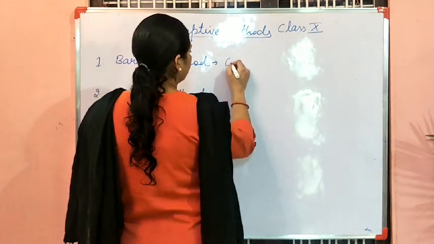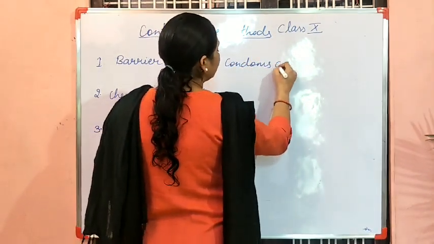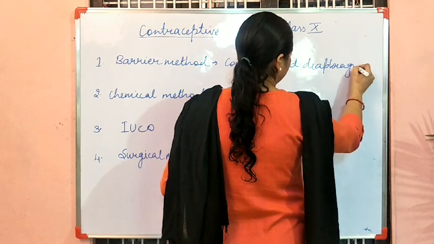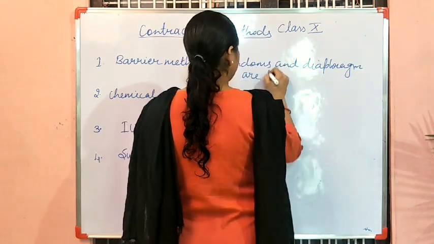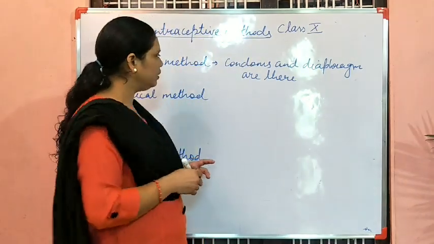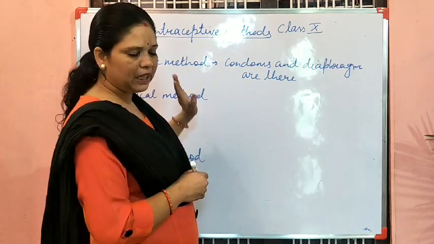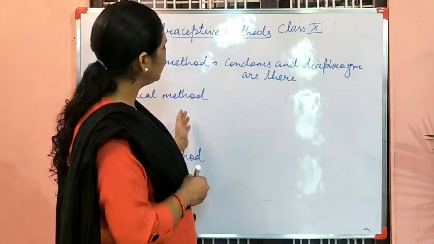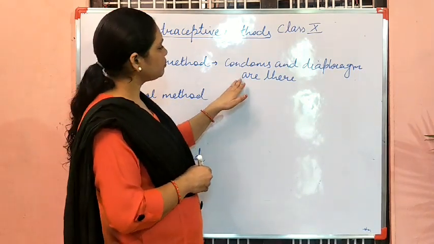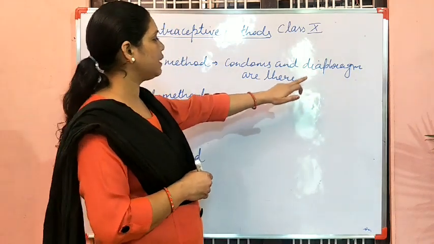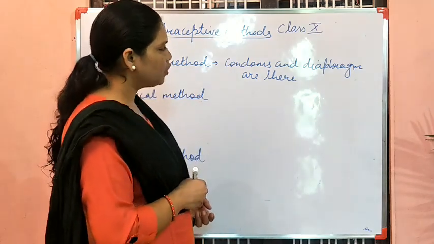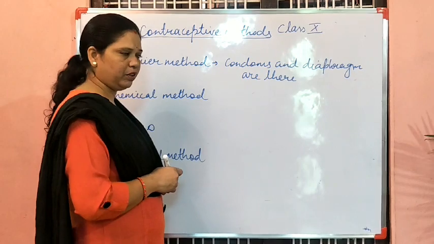Here actually condoms and diaphragms are there. These are made up of rubber, and are used by both male and female, because male condoms as well as female condoms are available, and these avoid the fusion. Similarly, the diaphragm is used by the female, and as a result sperm cannot reach the fallopian tubes. So these are the barrier methods.